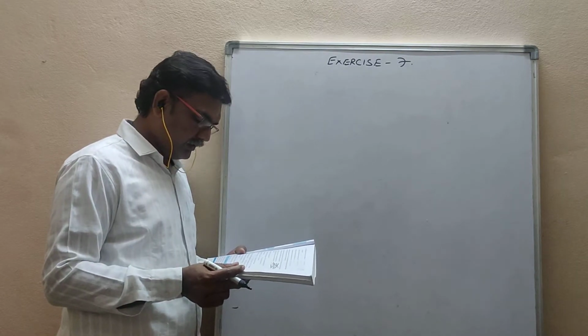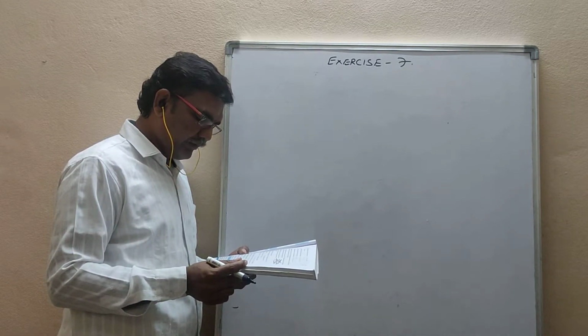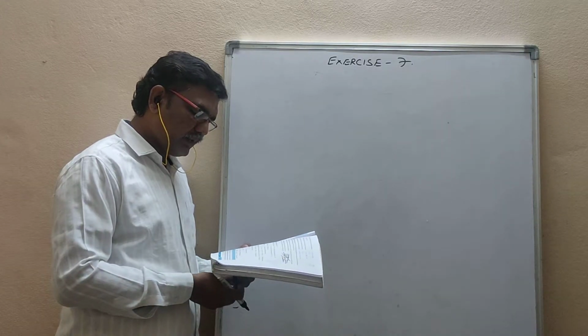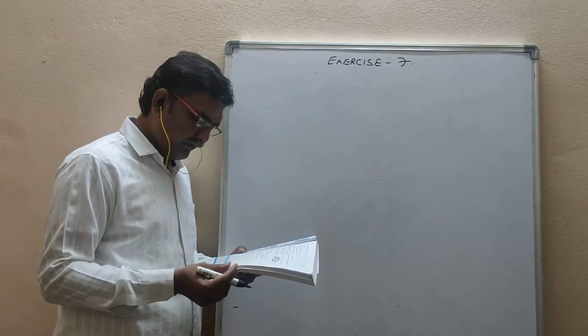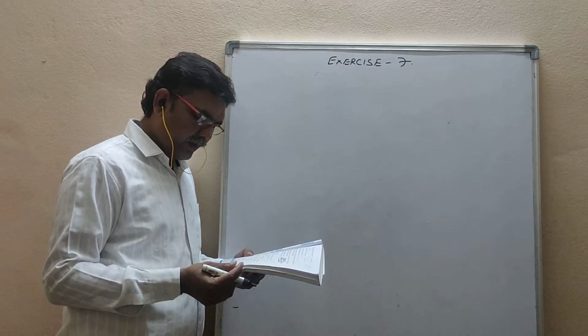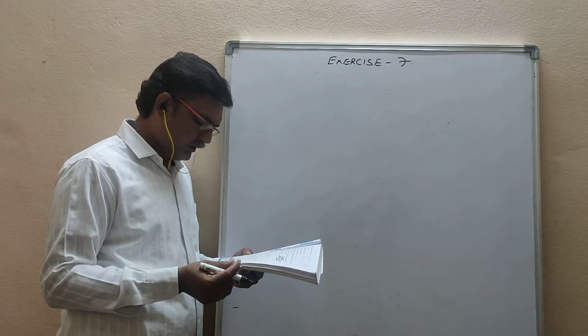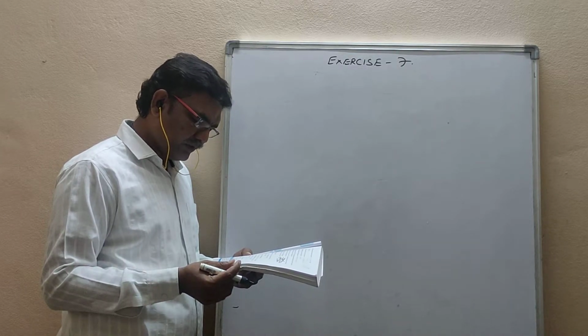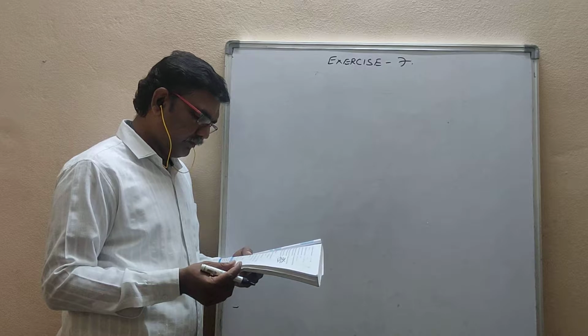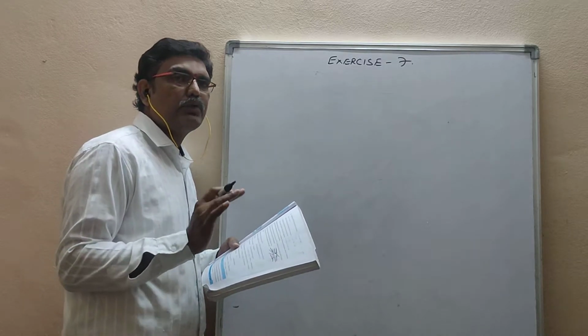The first question is, in a class test containing 15 questions, 4 marks are given for every correct answer and minus 2 marks are given for every incorrect answer. Bharati attempts all questions but only 9 answers are correct. What is her total score? Okay, so it is one question.